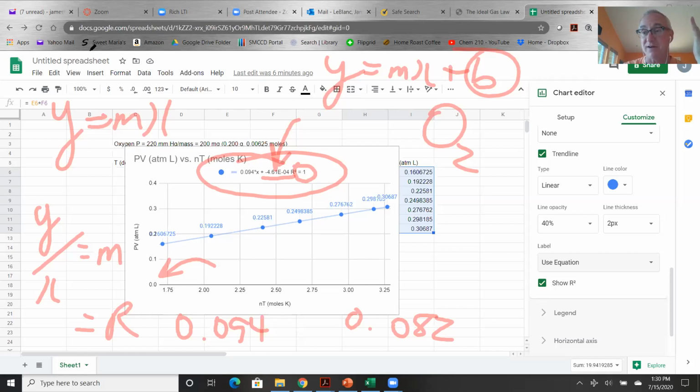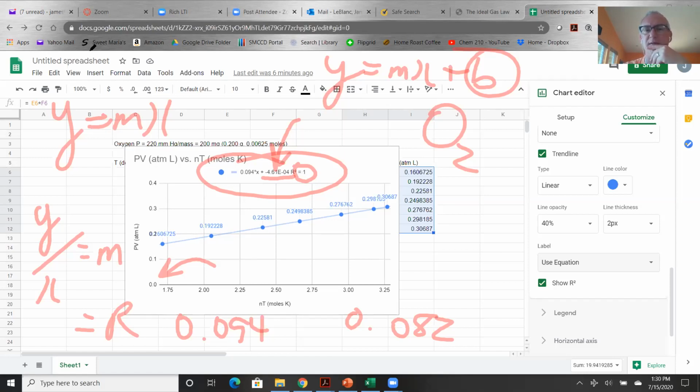So that's basically 0. That also tells us that we probably did it right, because ideally it should just go right through 0, because at no moles of gas at 0 temperature, we shouldn't have any pressure or any volume. Everything should be 0 at absolute 0. That's what moles times K would be, right? It would be 0. So it should go through 0, and it pretty much does. So I think we did this one right.